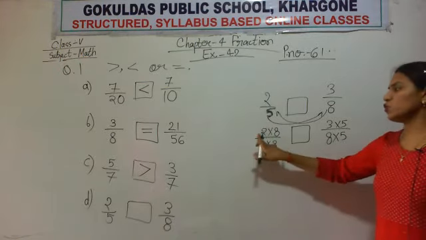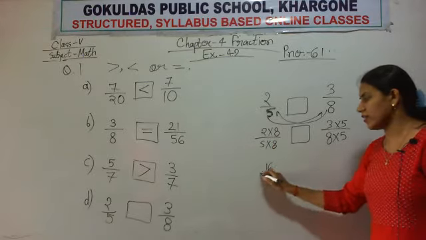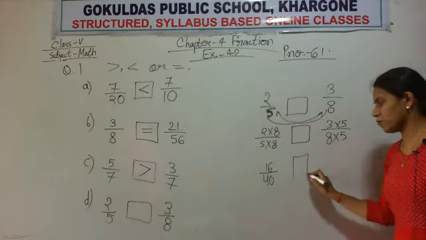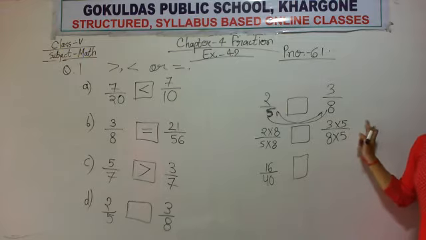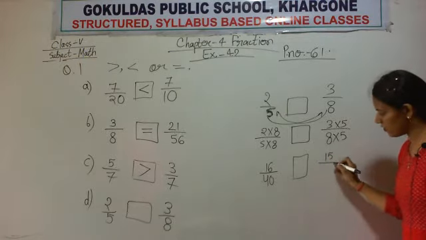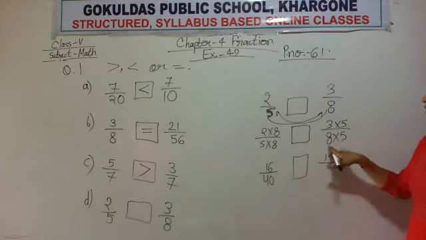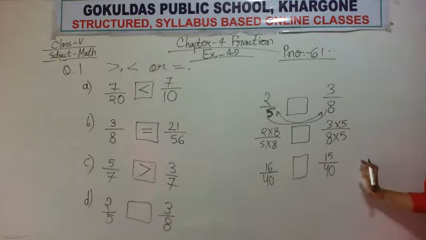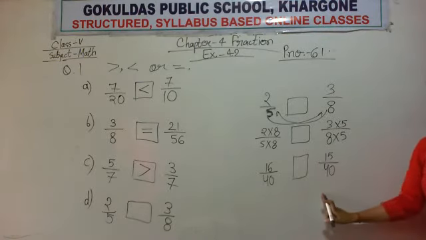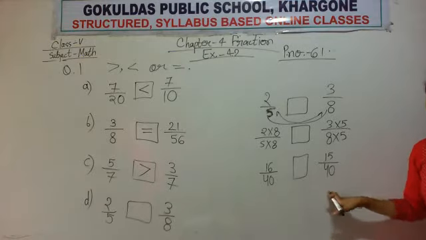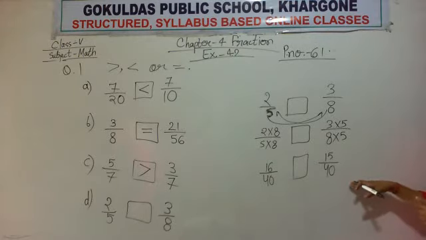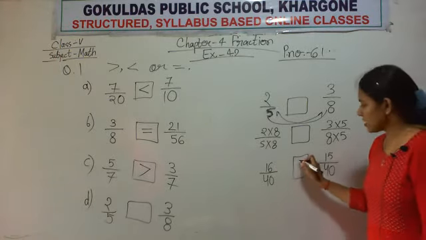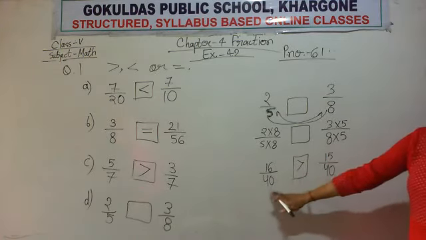Now solve 2 multiply 8. 2 8s are 16 upon 5 into 8. 5 8s are 40. Now solve this: 3 into 5 gives 15. 3 5s are 15 upon 8 into 5. 8 into 5 is 40. Now see, both the numbers have 40 as the denominator. The same number in the denominator means we have converted them into like fractions. Now we can compare. Here 16 is greater, so 16 upon 40 will be greater, which means this side is greater.